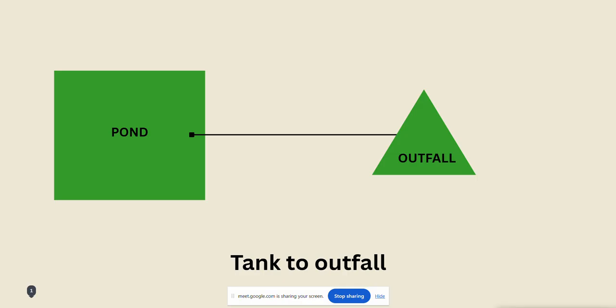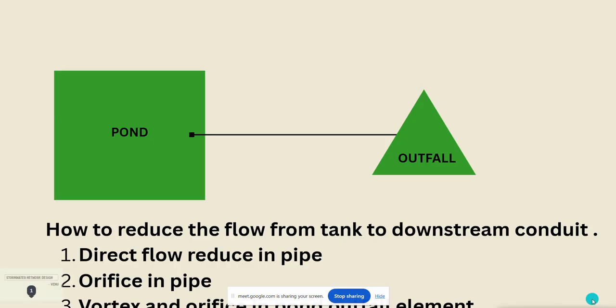First we will be doing how to set up the tank and set the pond outlet structure to the free outfall. The second thing is how to control the flow in the pipe which is exactly downstream to that pond. There are multiple ways of reducing the pipe flow. One is we can directly reduce the flow. Another is we can make an orifice in the pipe. And the next is we can place a vortex or orifice in the pond outlet structure.